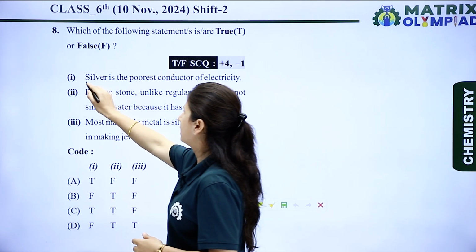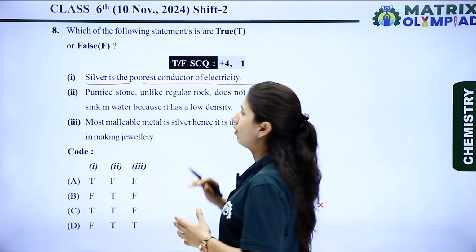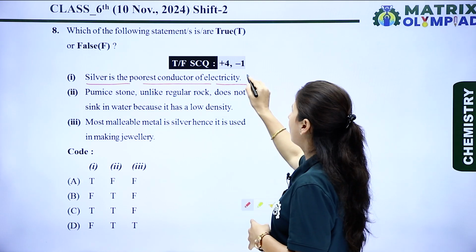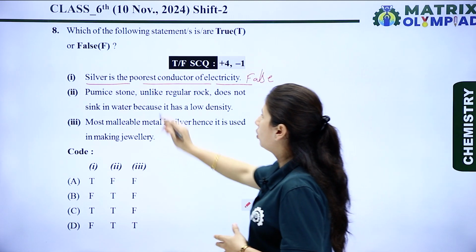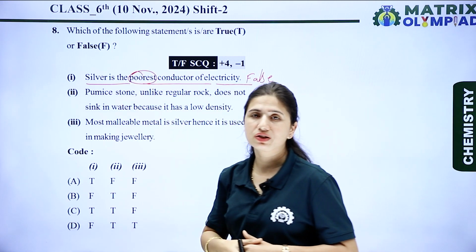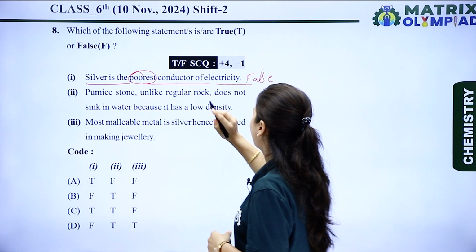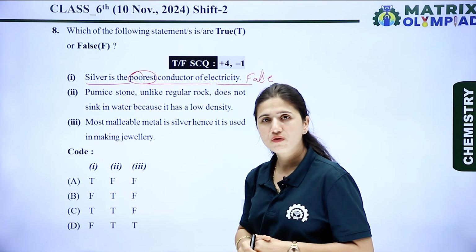The first statement is, silver is the poorest conductor of electricity. No, it is completely a false statement. We know that silver is a good conductor of electricity. It is not the poorest conductor of electricity. So the first statement is false.